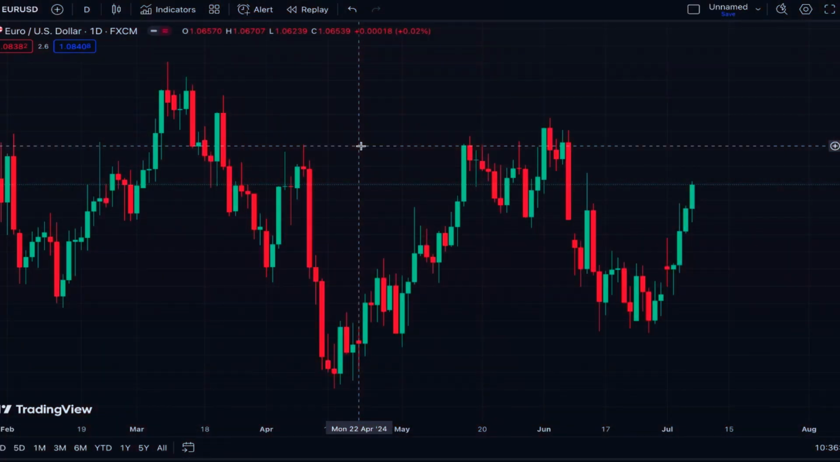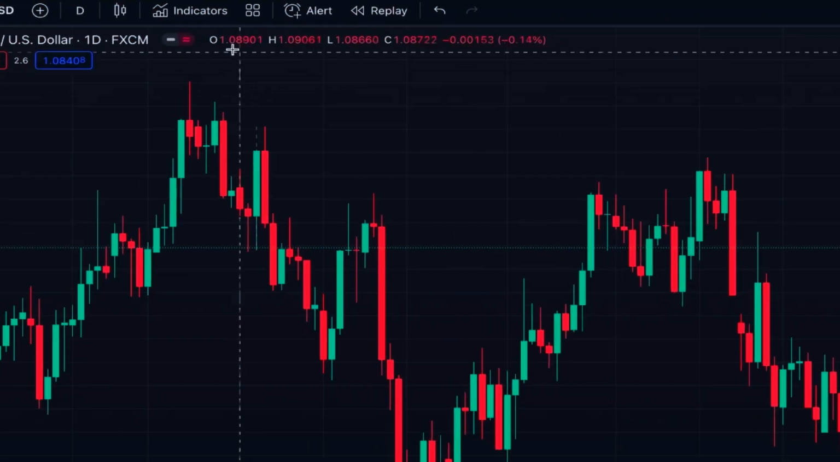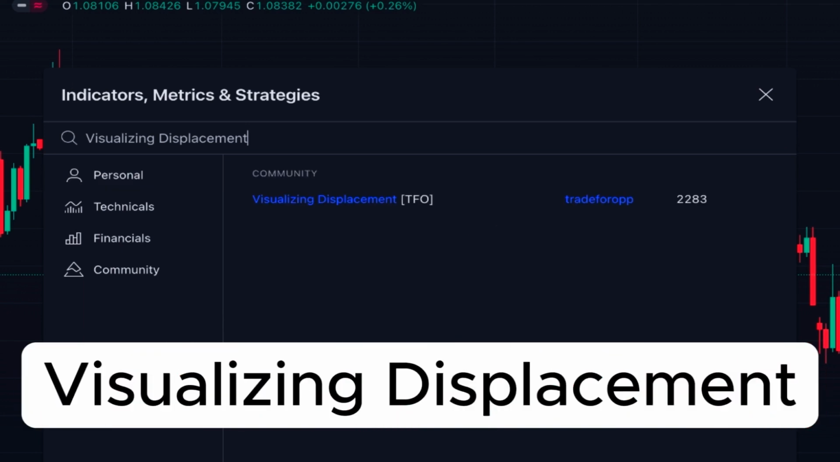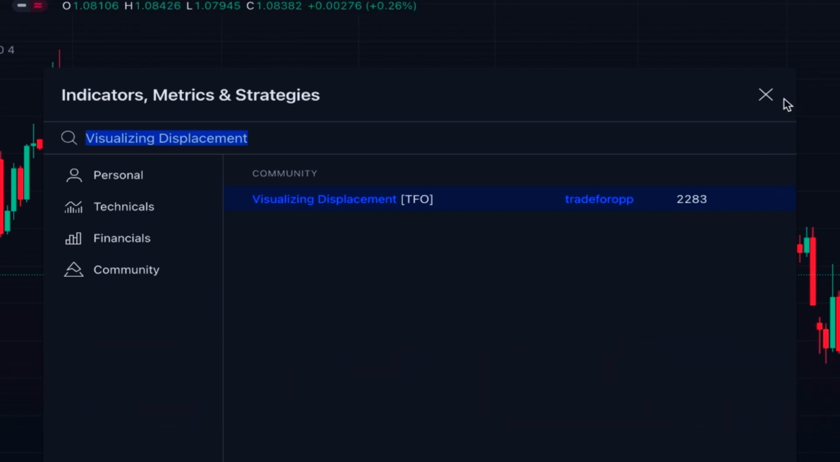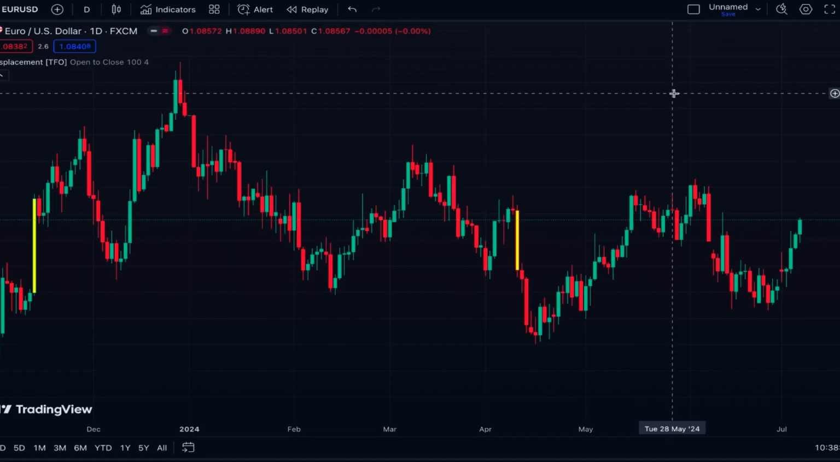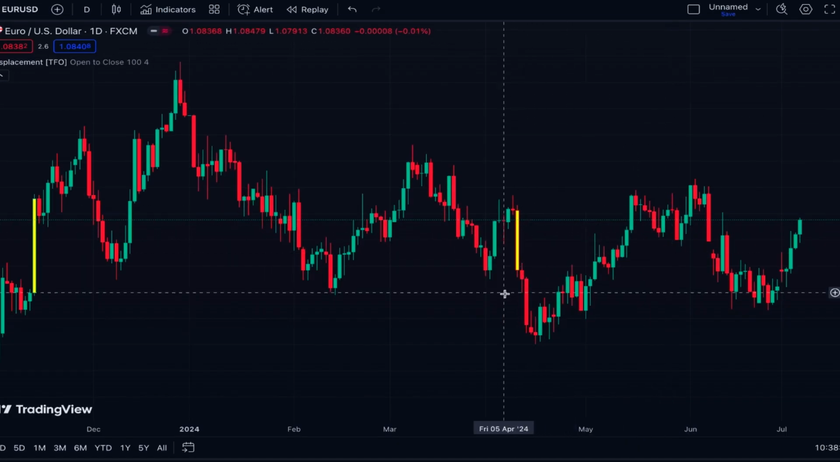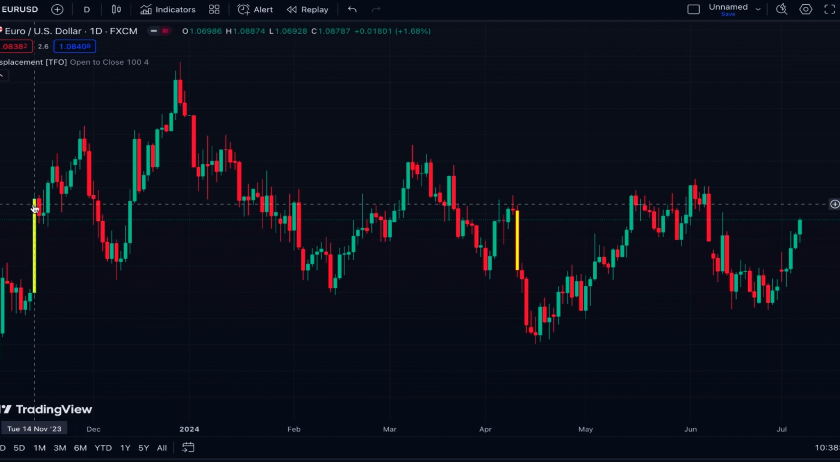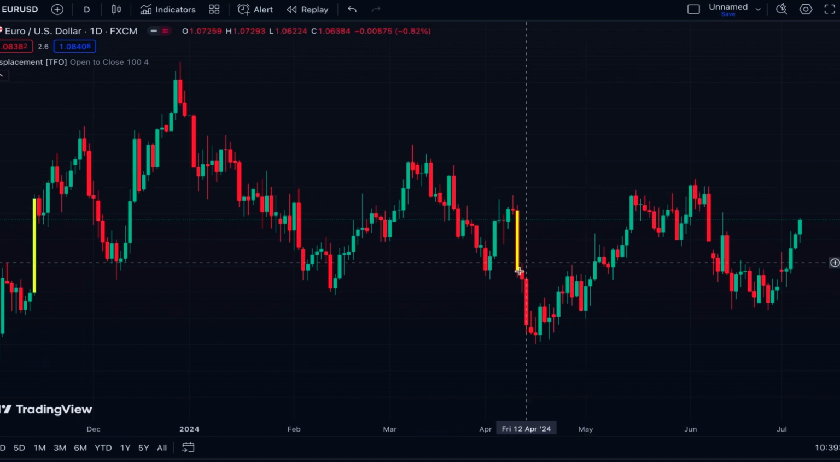The next indicator is related to displacement. Here we click on indicators and we search visualizing displacement. This one is written by someone named Trade for OPP. Alright, this indicator helps you with identifying displacement, and it shows with yellow candles whenever we have displacement on the chart. Displacement is actually a very strong movement of the price, which creates a strong buying or selling pressure in the market.